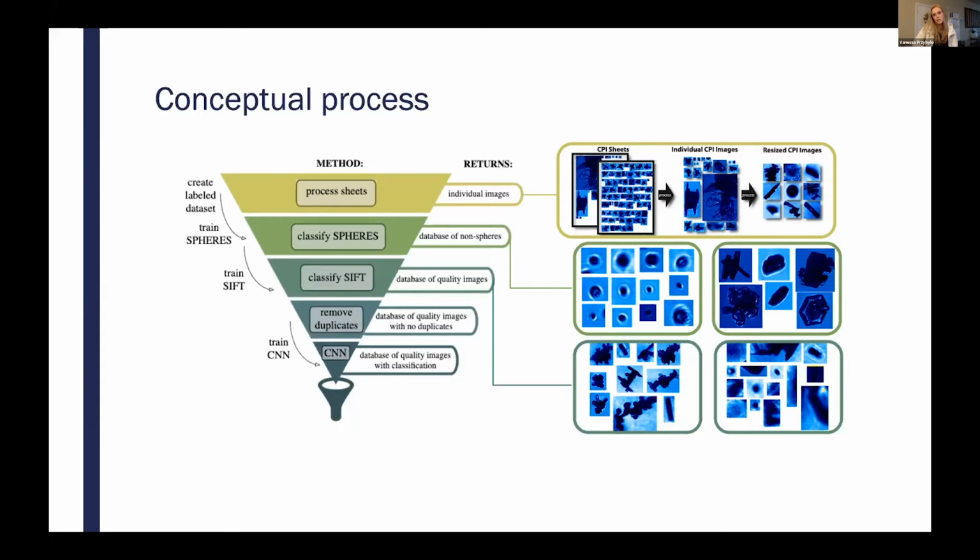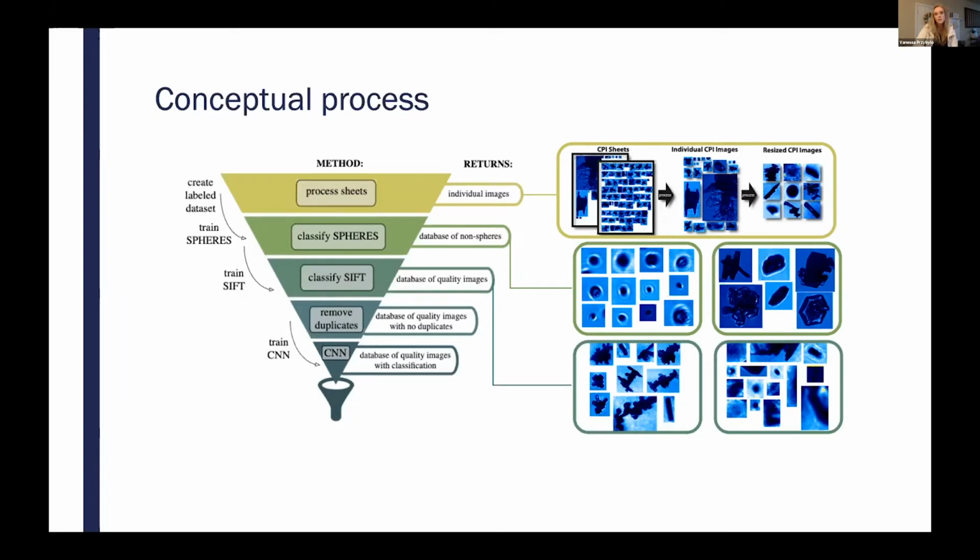And then we could go ahead and start extracting out all of our raw data from the CPI probe itself. So this would be in the yellow bars up at the top where it says process sheets. And by sheets, I just mean that the way that the raw data is coming out of the probe are multiple images per frame, or what we're calling per sheet. And so we had to go ahead and extract each individual image off of these sheets to be individualized by themselves. However, at this point, they were not all of the same dimensions. They were all different sizes. So we had to resize them so that the length and the width were equal to be able to be fed into the convolutional neural network.